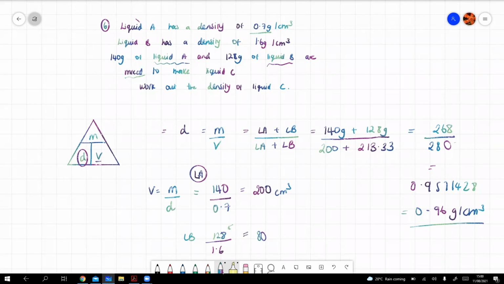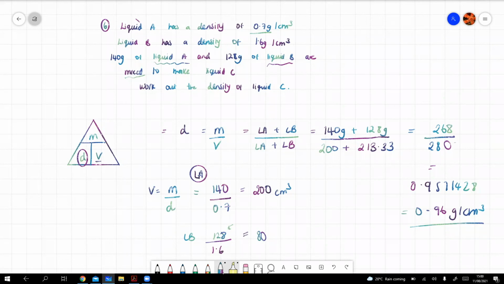So all I did was I went back and checked. I did 140 divided by 0.7. I did get 200. But when I did 128 divided by 1.6, I did not get the answer that I got previously, which meant that I made a mistake. So I needed to go back and check that. So these were a few examples of looking at the density, and then obviously we worked out the mass and the volume as well. Popular GCSE questions that always pop up.